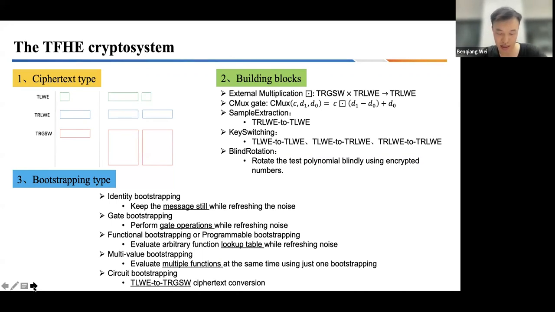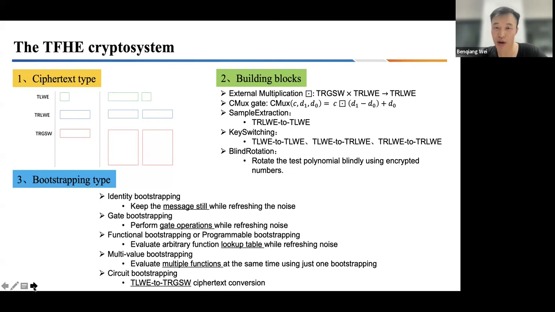So you guys can follow me. In the TFHE scheme, we have three ciphertext types. The first one is TLWE, which can encrypt a scalar message. The second one is TRLWE ciphertext, which encrypts a polynomial message. And the third one is TRGSW. TRGSW ciphertext is usually used as the bootstrapping key in the TFHE scheme.